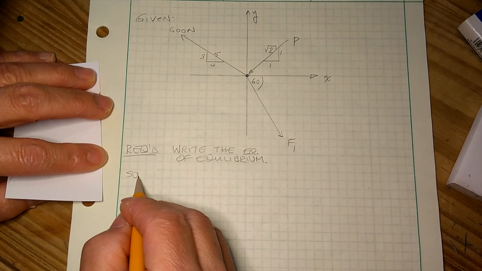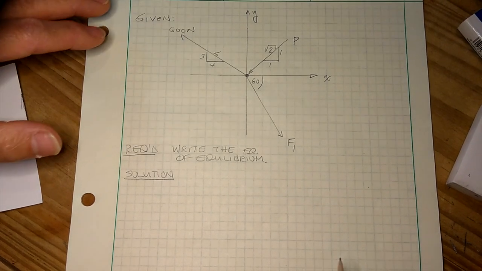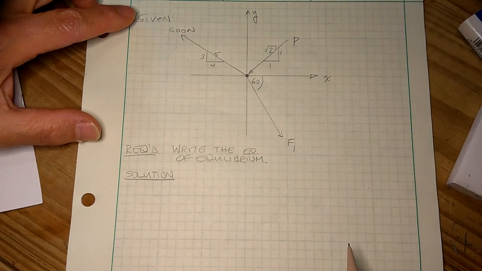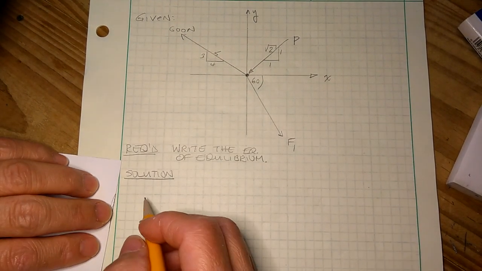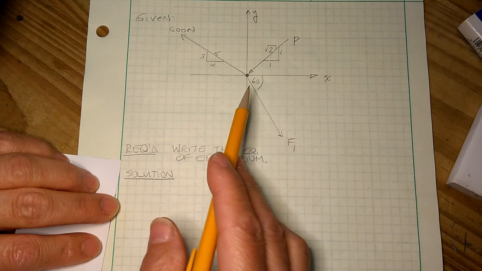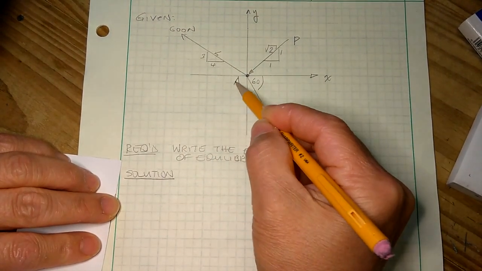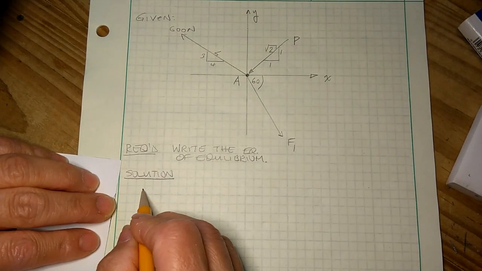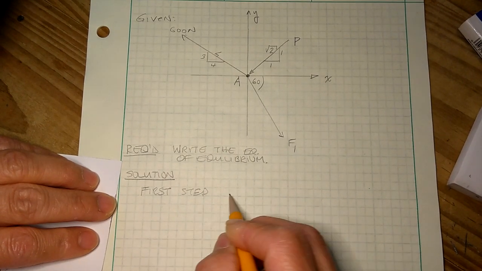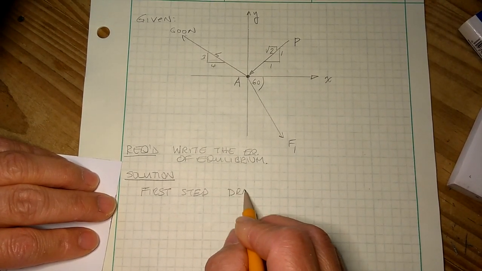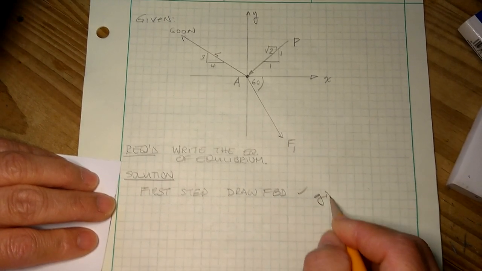So solution. And when you folks solve these problems, please make sure that you write it in this format: given, required, and solution. So that is actually the free body diagram of particle A. So that step has already been done. So first step would be draw a free body diagram. And that's sort of given.